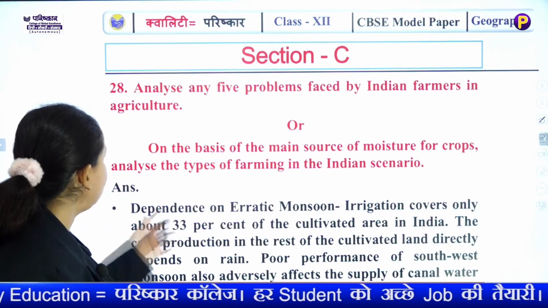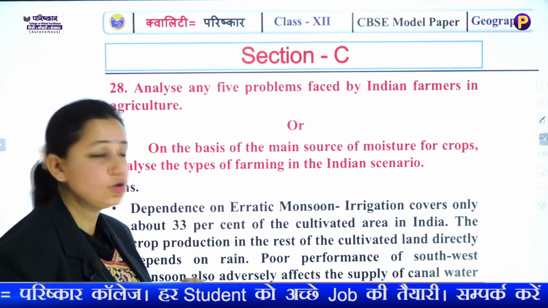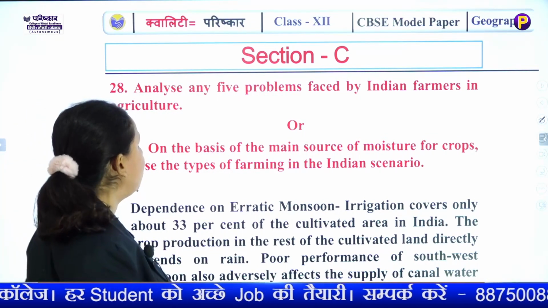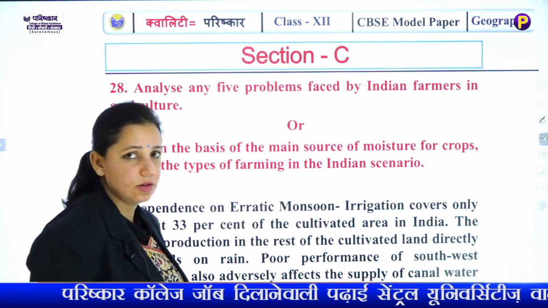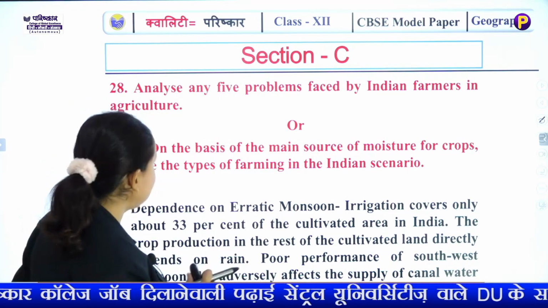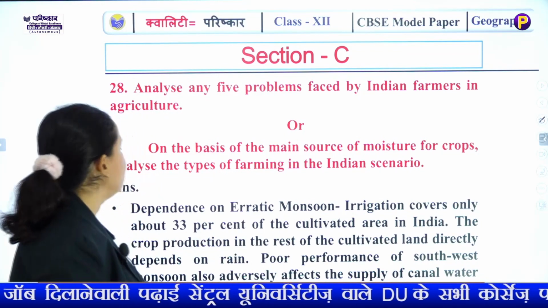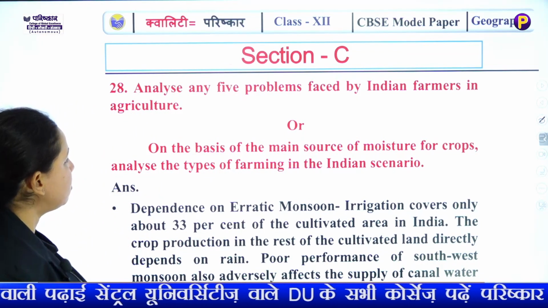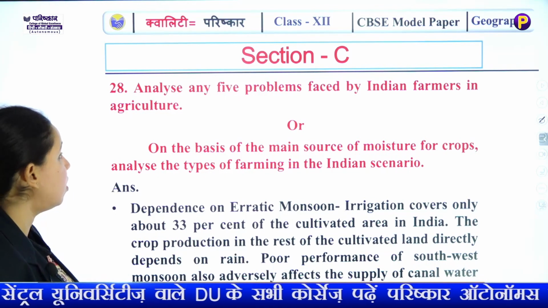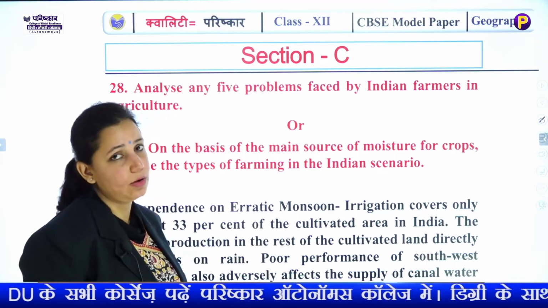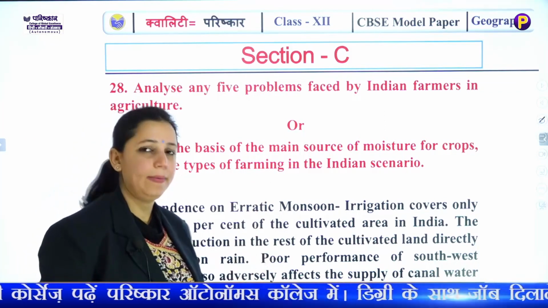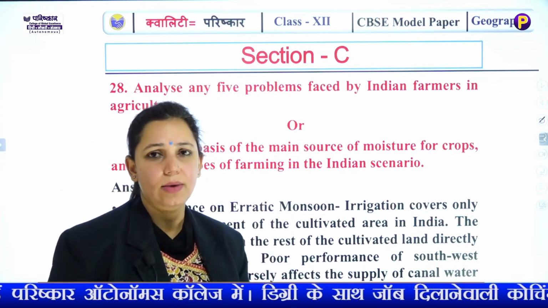Now your 28th question is also an internal choice. Analyze any 5 problems faced by Indian farmers in agriculture. This is also easy, not that difficult. Second, on the basis of the main sources of moisture for crops, analyze the type of farming in the Indian scenario. For this section, you have to prepare your agriculture chapter very thoroughly.